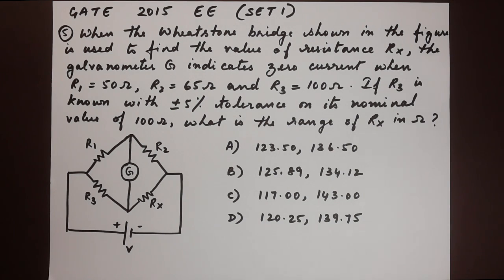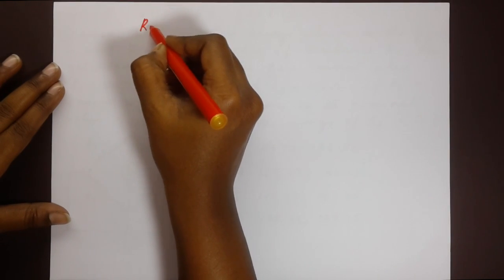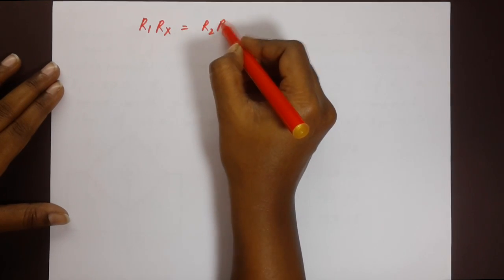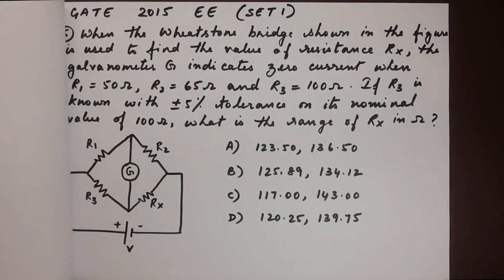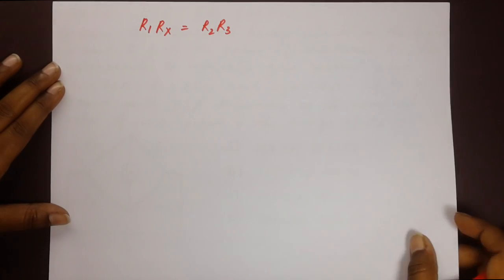Okay, so we have been given our 4 options. Now, in order to solve this, the first thing we do is to write down the expression when the bridge is in balance. So I'll write it here. The bridge is in balance when we have the expression of resistances as R1 Rx equals R2 R3. So if you look at your figure given, R1 into Rx is equal to R2 into R3. Only then the bridge is in balance.